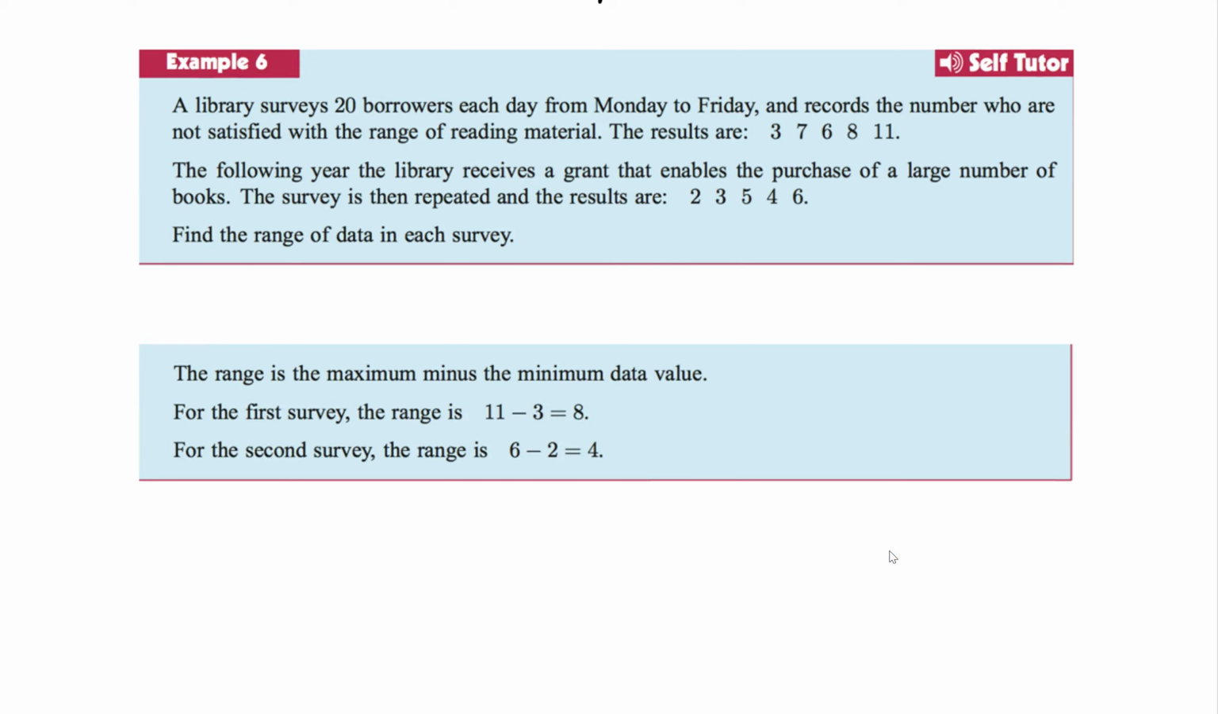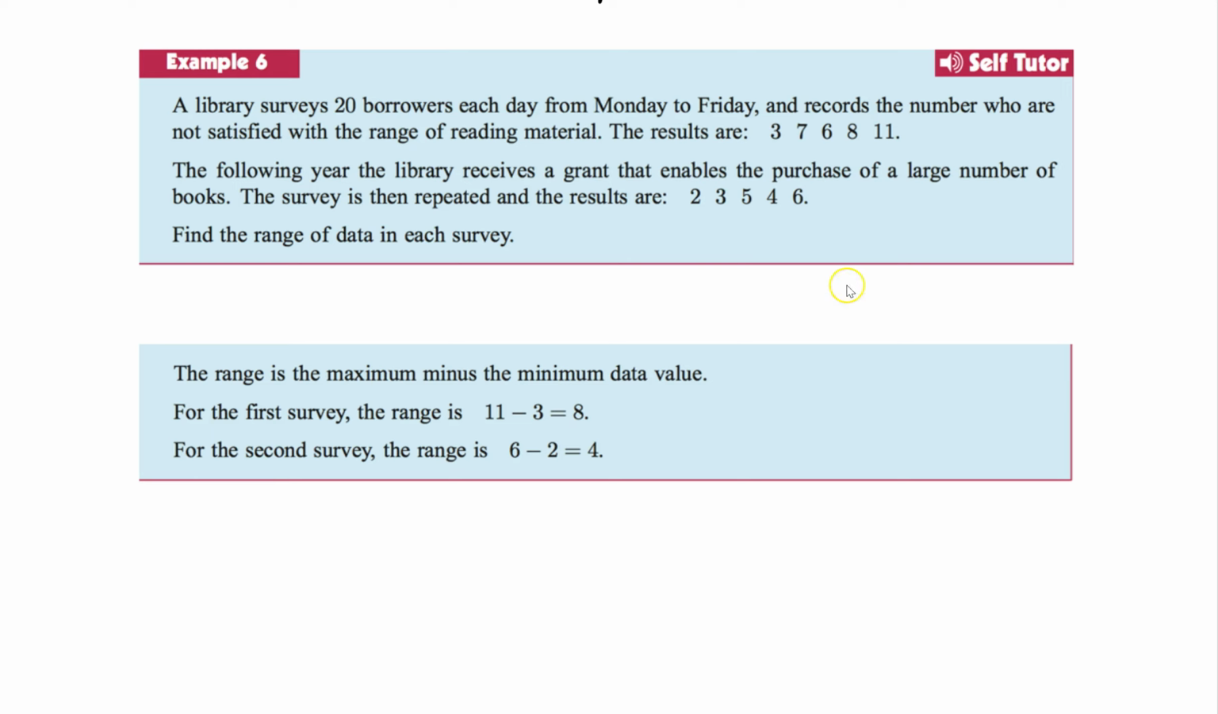A library surveys 20 borrowers each day from Monday through Friday and records the number of members who have not been satisfied with the range of the reading material. The results are 3, 7, 6, 8, and 11. The following year, the library receives a grant enabling the purchase of a large number of books. Surveys are then repeated, and the results are 2, 3, 5, 4, 9. Find the range of each one.